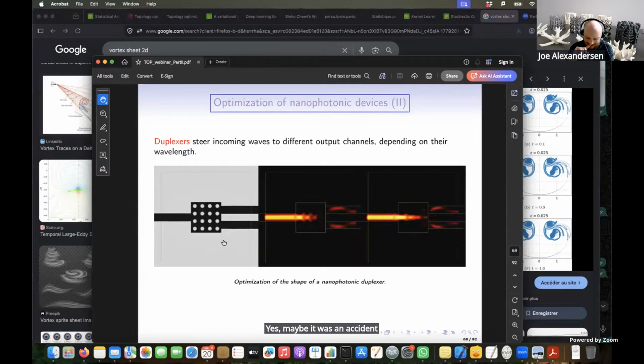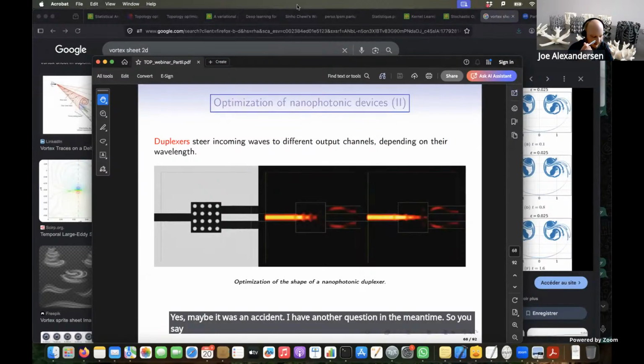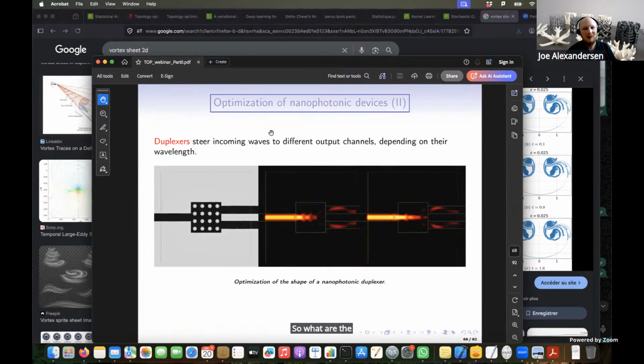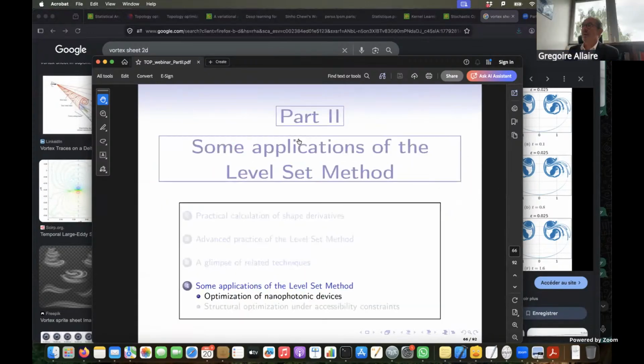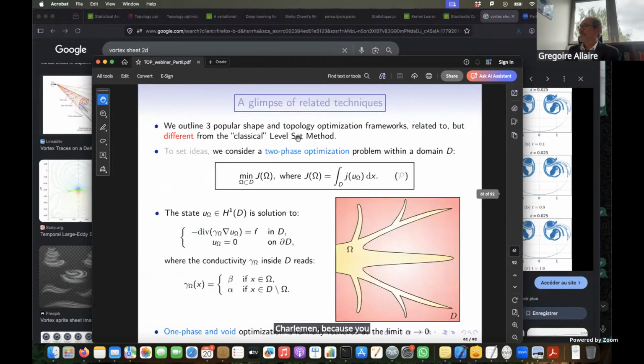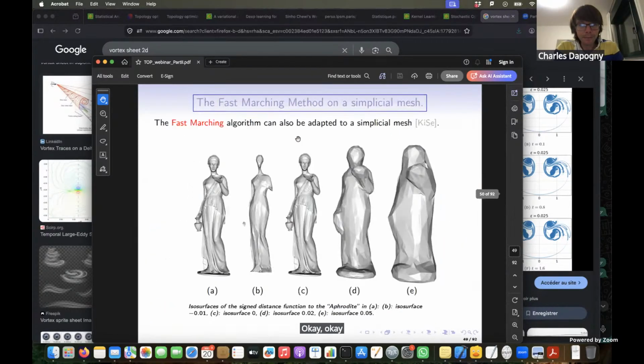I have another question in the meantime. So you say that you use the shape as your variables, right? Your design variables, basically. Can you repeat again how you do that in terms of the null space optimizer? So what are the input and output variables of that one? Okay, so let me come back to this.